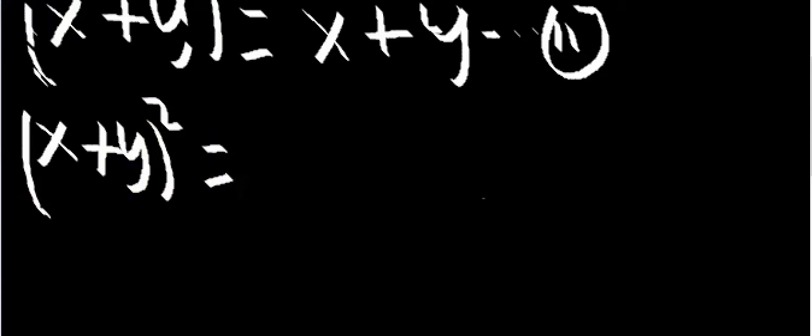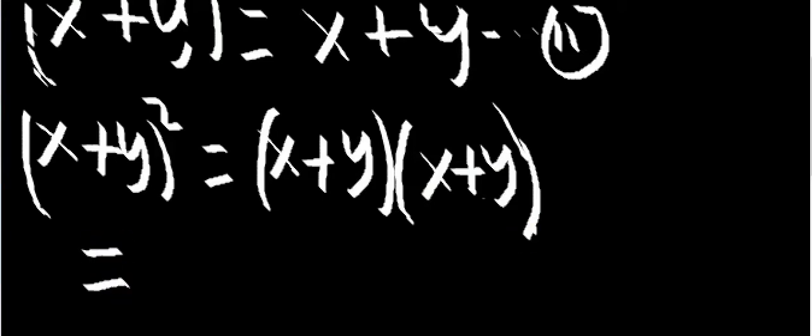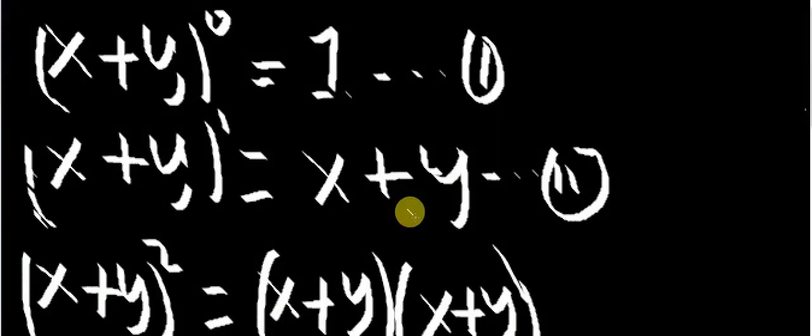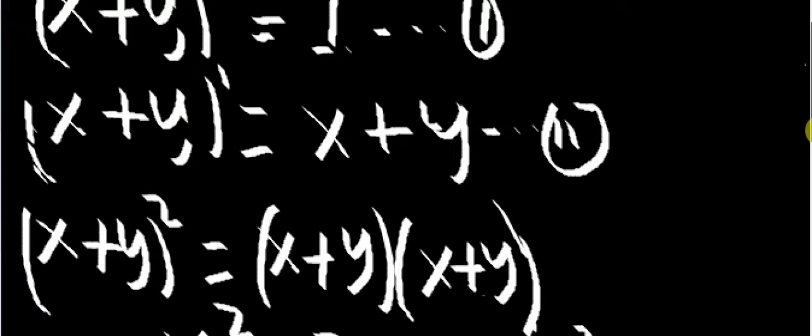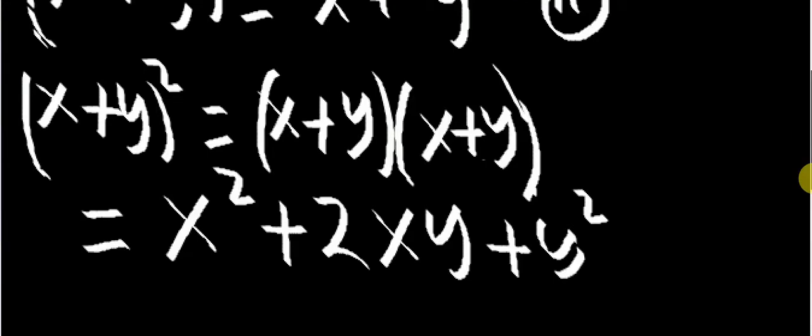And now let's say we have x plus y squared. When I say squared, it means the same number is multiplied twice. So I have x plus y times x plus y. This is what we call x plus y squared. If you expand this, you get x squared plus 2xy plus y squared. Now guys, I'd like you to look at this pattern that is being formed here. We have x plus y to the power 0, we get 1. Then x plus y to the power 1, we get x plus y. And x plus y squared is x squared plus 2xy plus y squared.